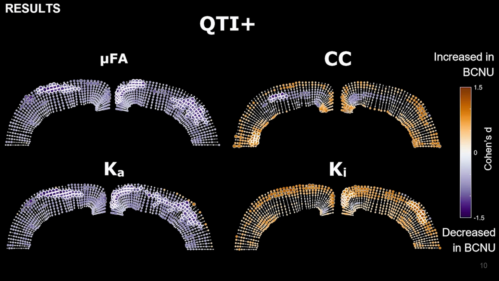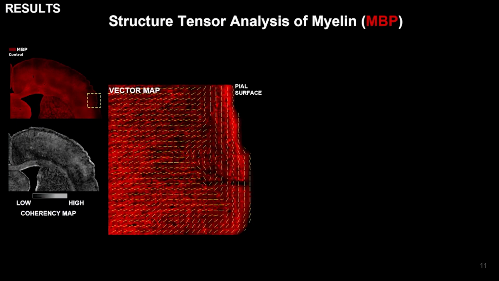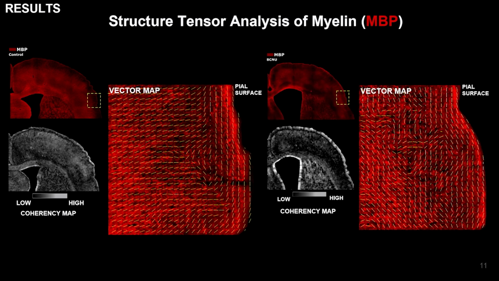So at this point, we wanted to know what histological features may drive the diffusion changes that we saw. The texture analysis of the myelin basic protein showed differences between the control and the BCNU group, where a notable decrease in the BCNU group was observed in the coherence maps, with darker areas from the medial to lateral area of the cortex.